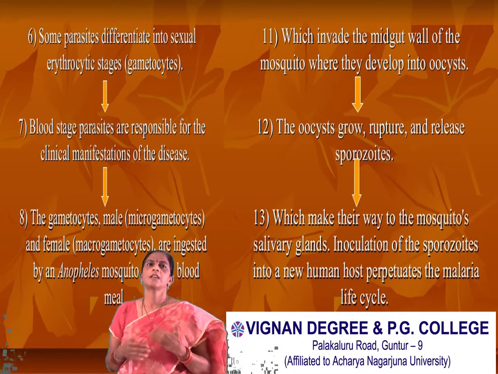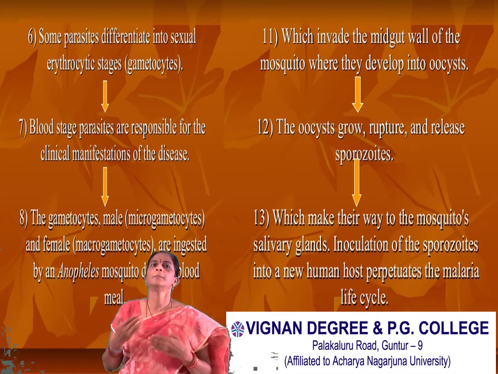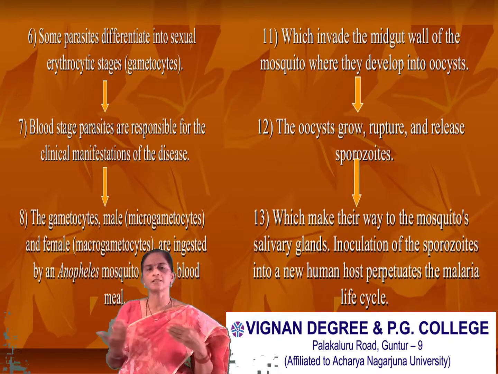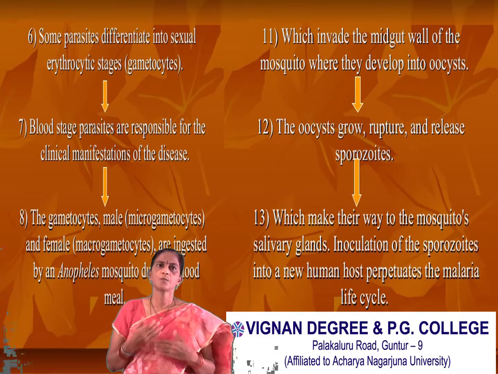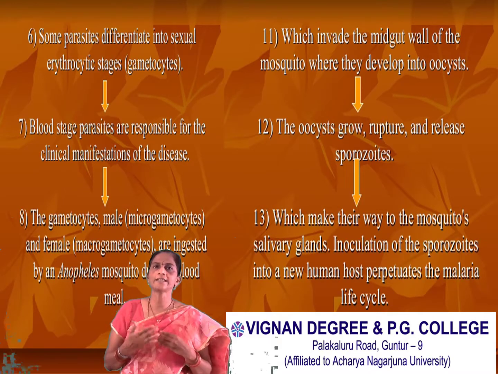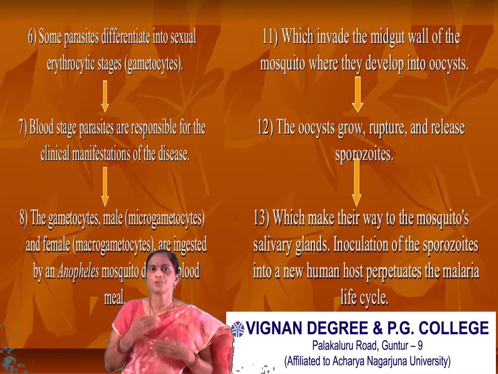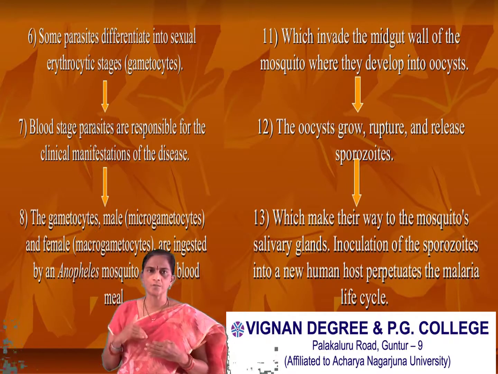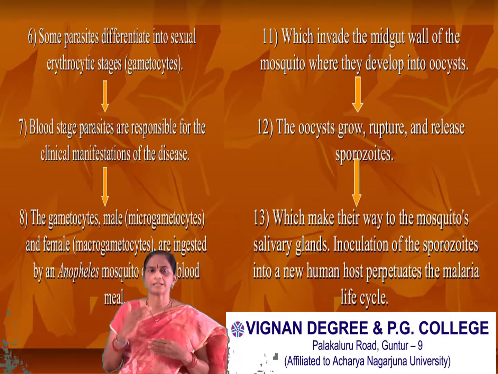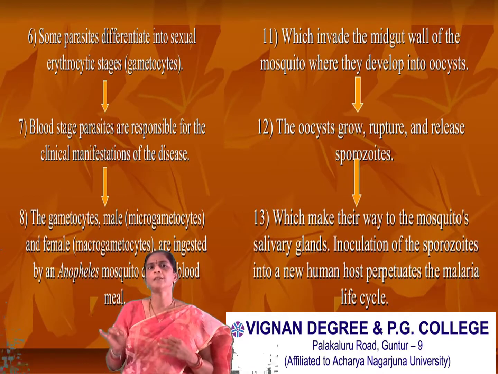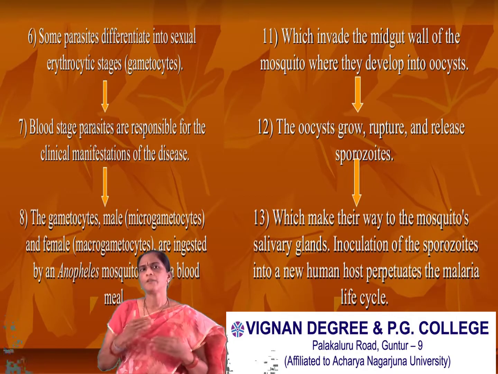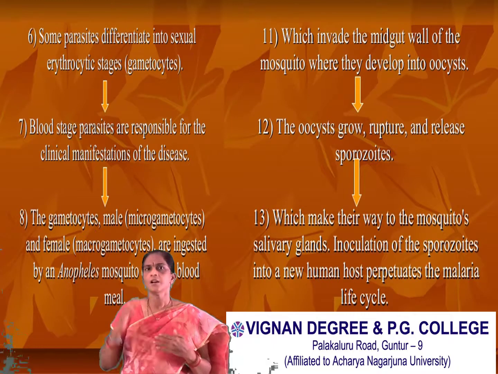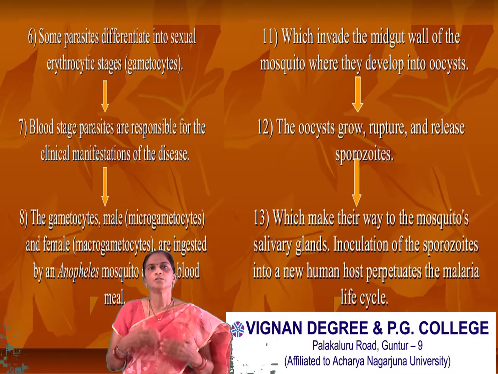Then in the oocyst, asexual reproduction takes place, and sporozoites are released. Sporozoites invade the salivary glands. They are stored in the salivary glands of the mosquito and are released into the human body through the bite of the mosquito, that too the female Anopheles mosquito. The female Anopheles mosquito can transfer the disease from one person to another through the bite.